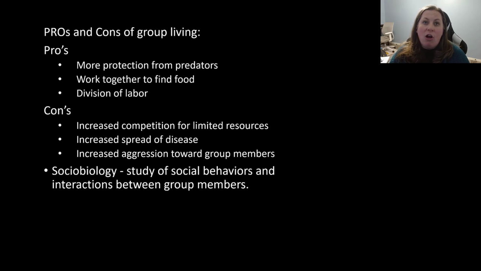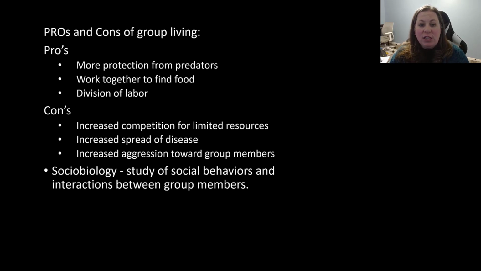On the other hand, there are cons to living in a group. We do see that when we live in a group, there's increased competition for those limited resources. You're all living in the same area, so you're going to compete for the resources. We also see that there can be a spread of disease. When they live in close proximity and within a group setting, disease can spread very easily through their population. There's also a chance that there's increased aggression towards other group members. We've all been there where you end up living with somebody that you don't get along with, and you have some pent up aggression towards each other. And so that would be a con that can occur.